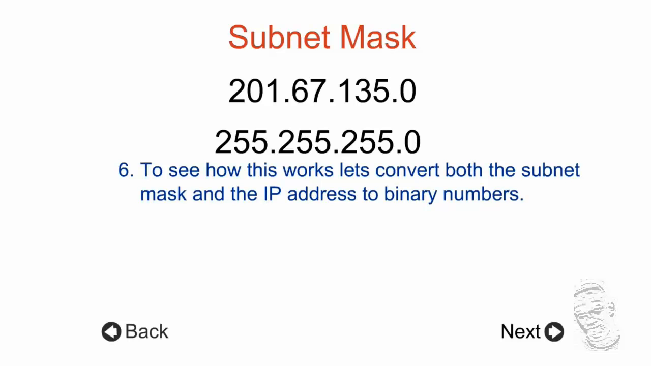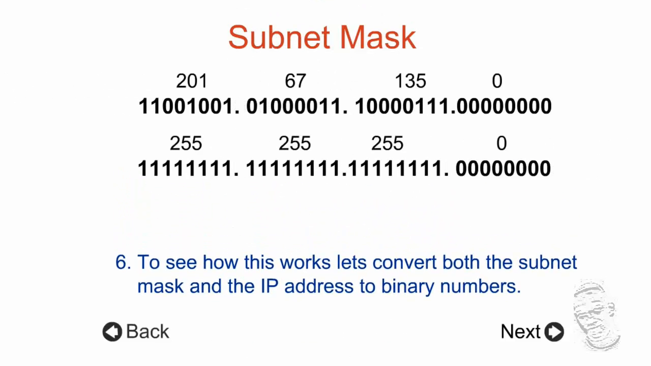However, to see how this works, let's convert both the subnet mask and the IP address to binary numbers, because at least you will still need to understand the whole concept of binary conversion, which you're supposed to learn in an earlier course. So let's begin. We begin by looking at the numbers represented up there in terms of the IP numbers, and you're also supposed to know how to convert binary numbers back to decimal and decimal back to binary.